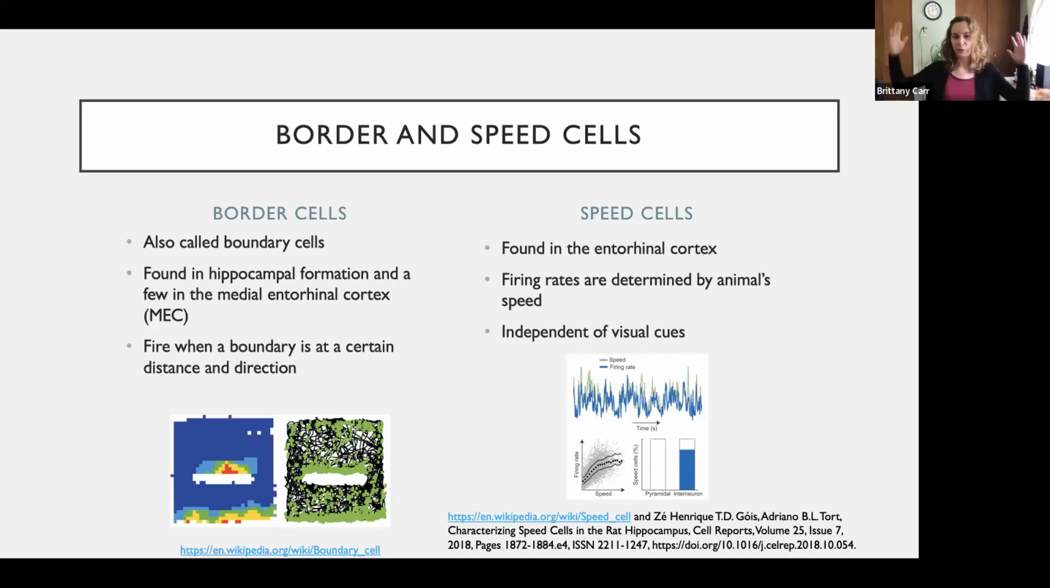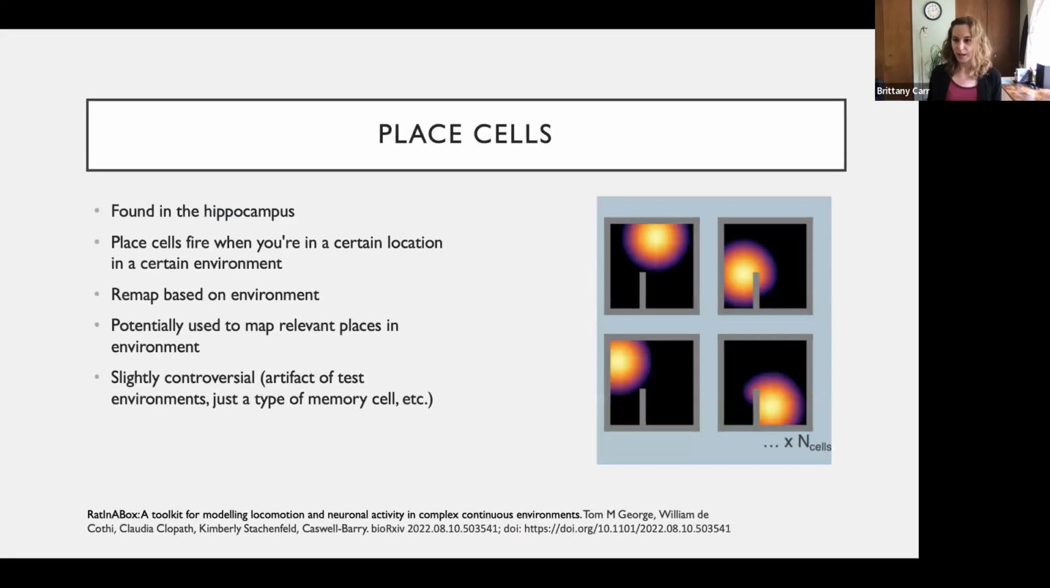So, okay, we have our walls, we have our speed, so we're getting closer to being able to do some sort of navigation. And so next we'll talk about place cells. So place cells are found in the hippocampus, and these cells specifically fire when you're in a certain location in a certain environment, right? So maybe because I sit here at my desk, probably more than I wish I did, then I have a cell in my brain that fires and says, okay, you are in your workspace, something like that. So these cells remap based on environments.